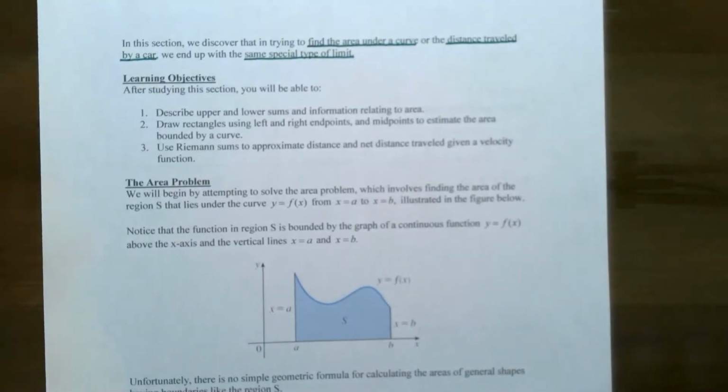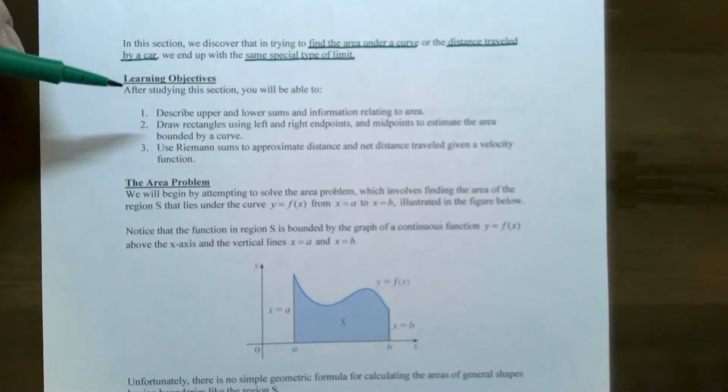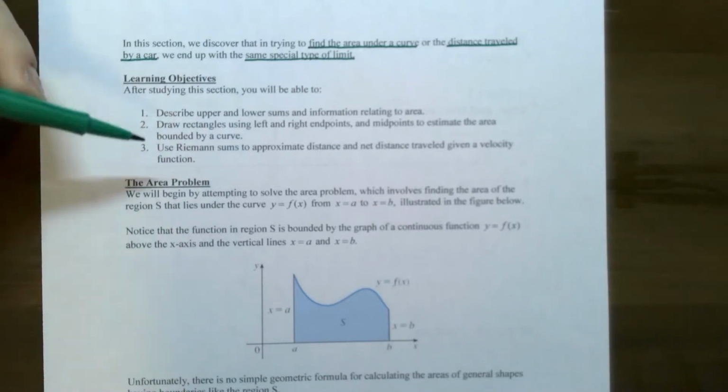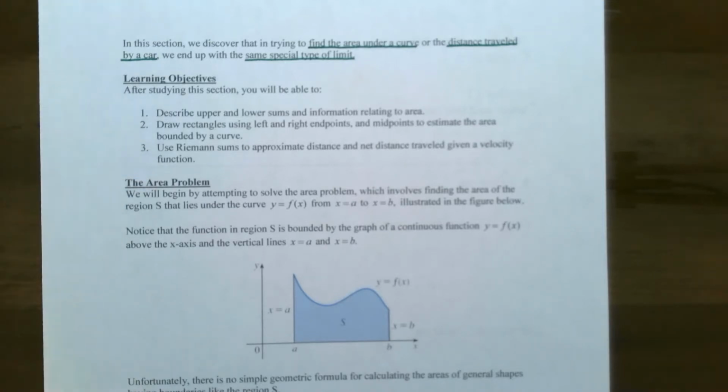In this section we're going to look at upper and lower sums and how they relate to area, how to use rectangles with the left or right endpoint, or possibly a midpoint, to estimate the area bounded by a curve, and then use what's called Riemann sums to approximate the distance and the net distance traveled by an object given a velocity function.